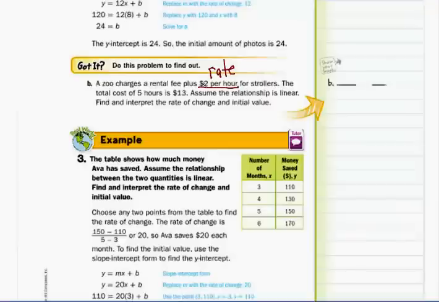So the rate, here's another way to look at it too. You know that the rate is always going to be multiplied by your X, right? By your independent value. So this rate of $2 is going to be multiplied by what? The number of hours. So that means that the number of hours is your X.